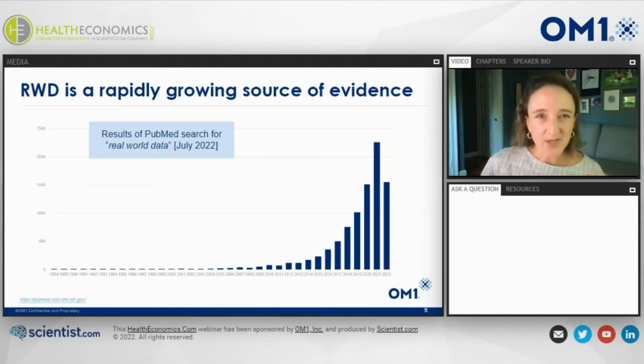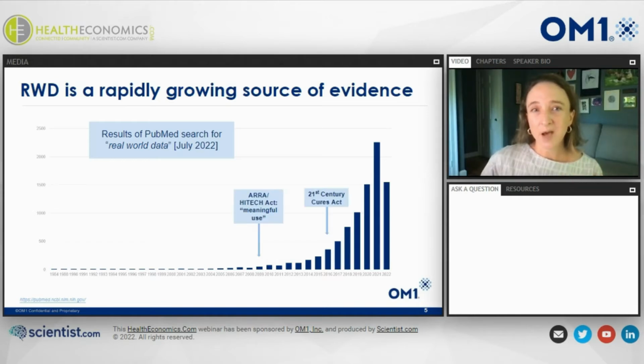This is a PubMed search I did just earlier this month. And you can see here that there are a couple key inflection points. The first one is the 2009 passage of the American Recovery and Reinvestment Act that created incentives for healthcare technology, including for the use of EHR systems for providers. The concept of meaningful use here is one we all hear about a lot, and it really underscored the importance of not just generating this information, but leveraging it to transform patient outcomes and improve the public health.